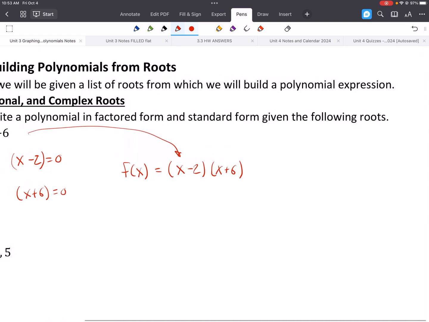We're also going to be asked sometimes to write our answers in standard form. So again, to go from factored to standard, we want to distribute.